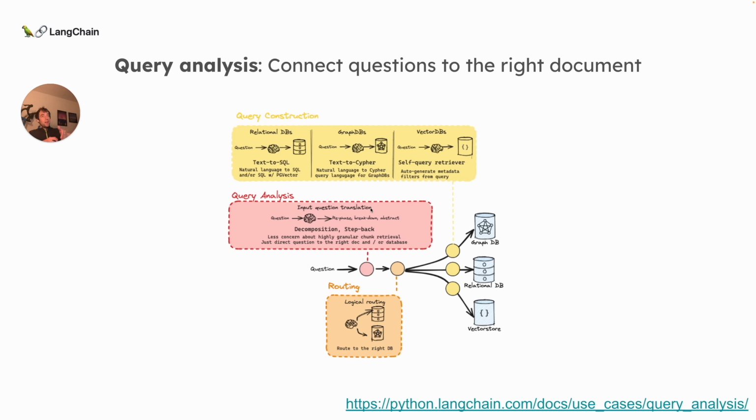things like routing, taking a question and routing it to the right database, be it a relational database, graph database, vector store, and query construction methods. So for example, text to SQL, text to Cypher for graphs, or text to even metadata filters for vector stores. Those are all still relevant in the world where you have long context LLMs.